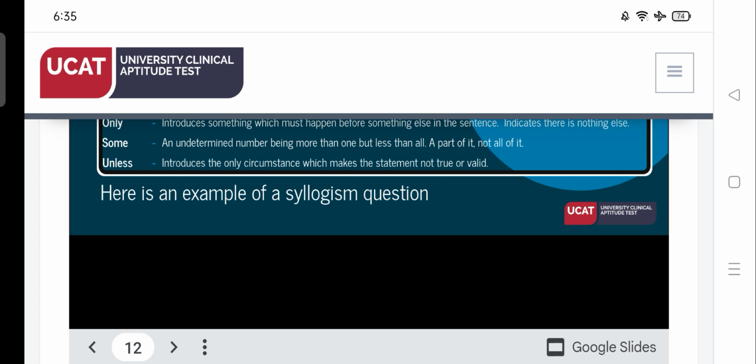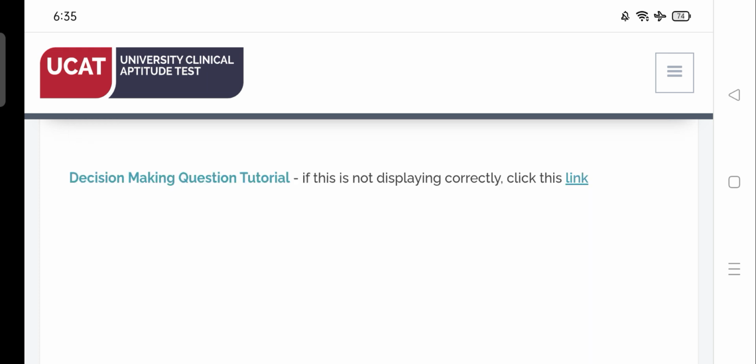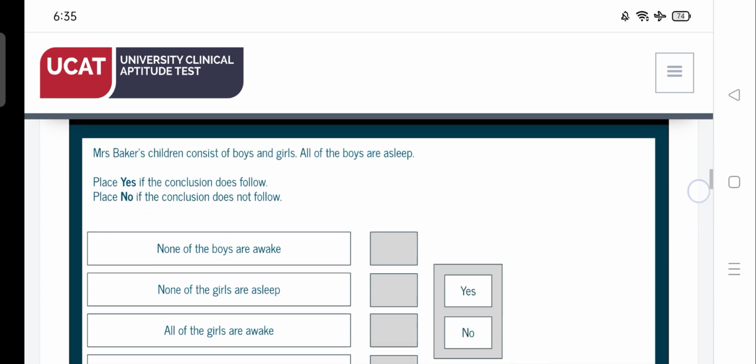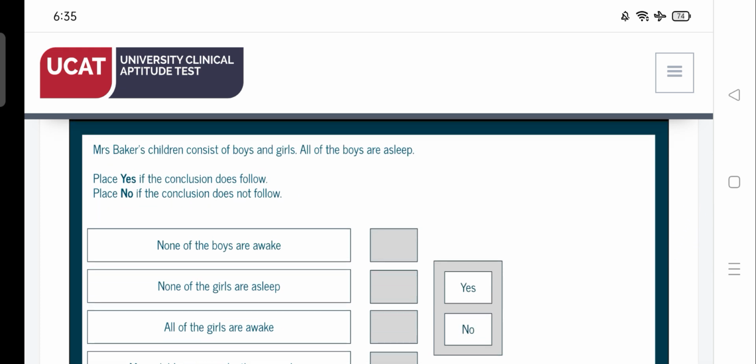So here is an example of a syllogism question. Here we have an example of what type of questions syllogism ones are. They have given you information and they ask you to place yes if the conclusion does follow, place no if the conclusion does not follow. The information given to us is Mrs. Baker's children consist of boys and girls.